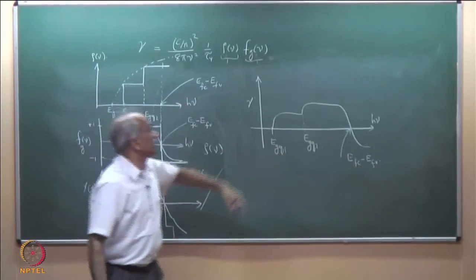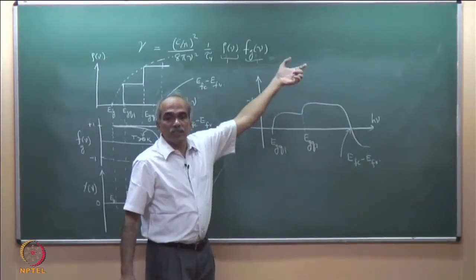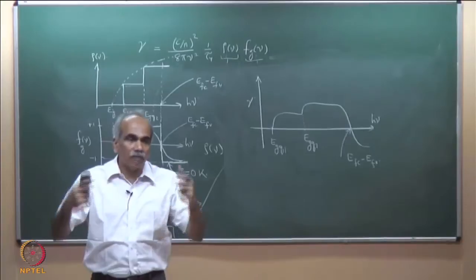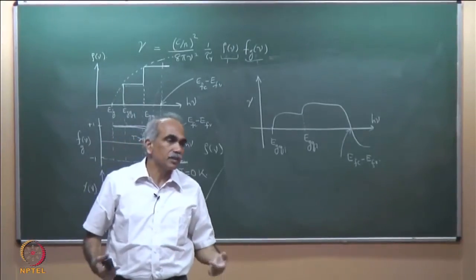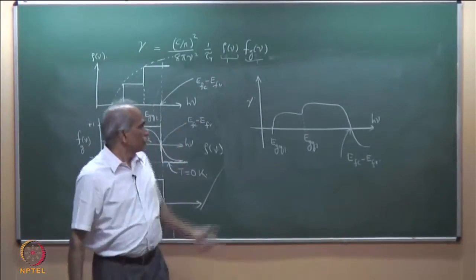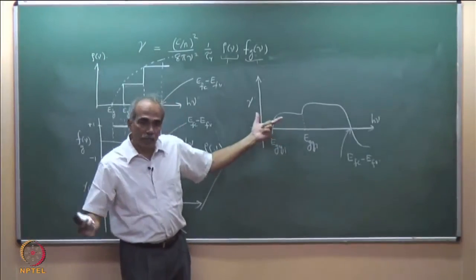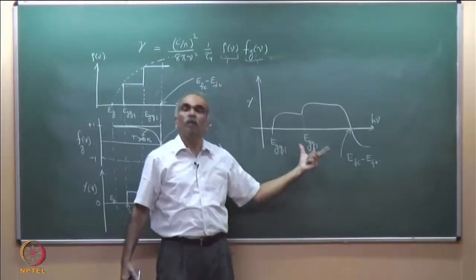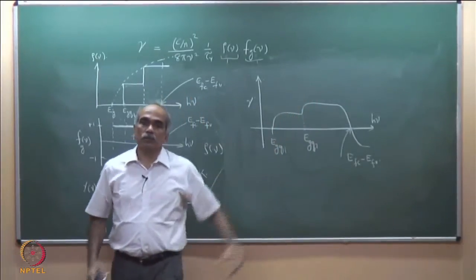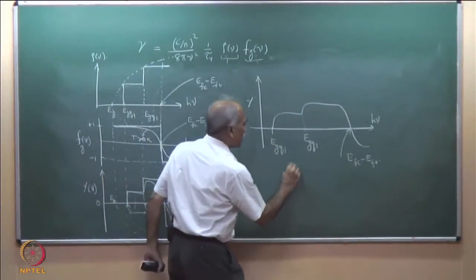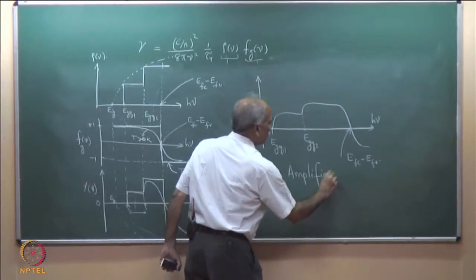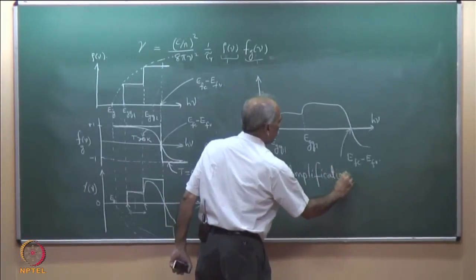I am not calling it a gain bandwidth, because gain bandwidth is normally defined as the frequencies at which the gain falls to 3 dB, that is, falls to half. So I am calling this the amplification bandwidth, because for all frequencies in this range you have gain. In the last class, when we had written the expression, it was for the amplification bandwidth.